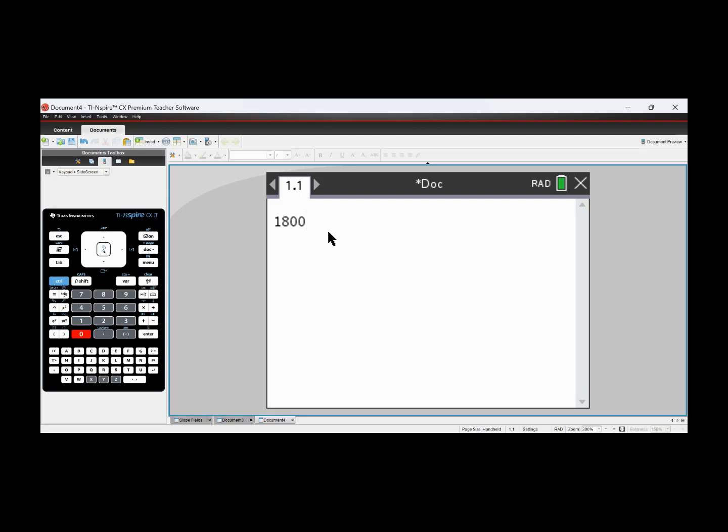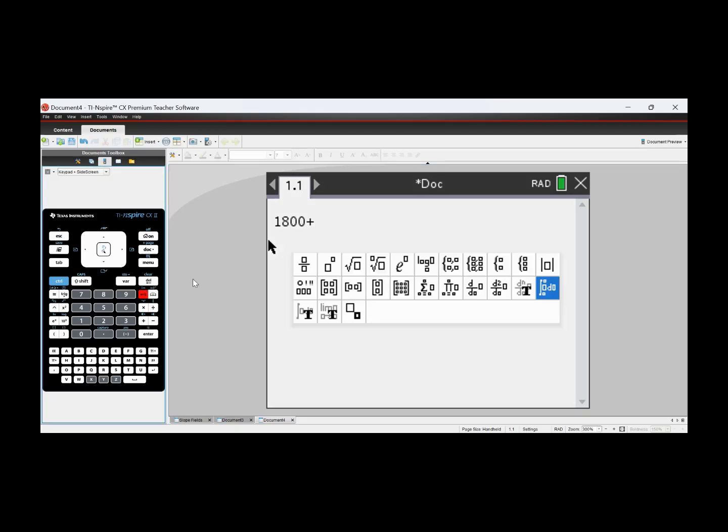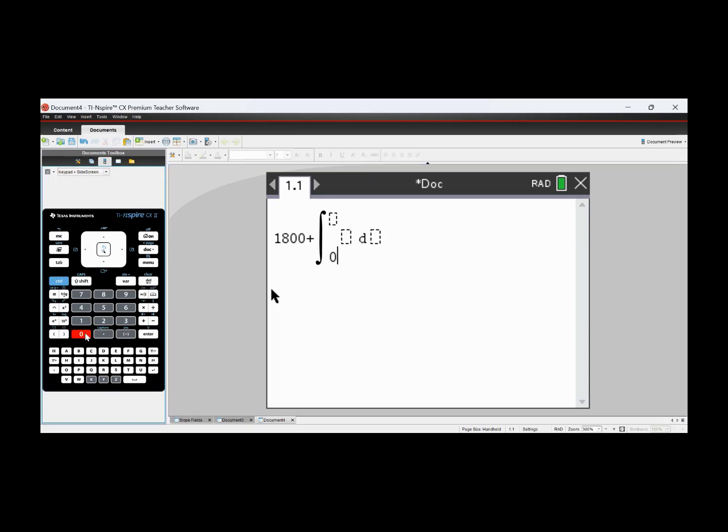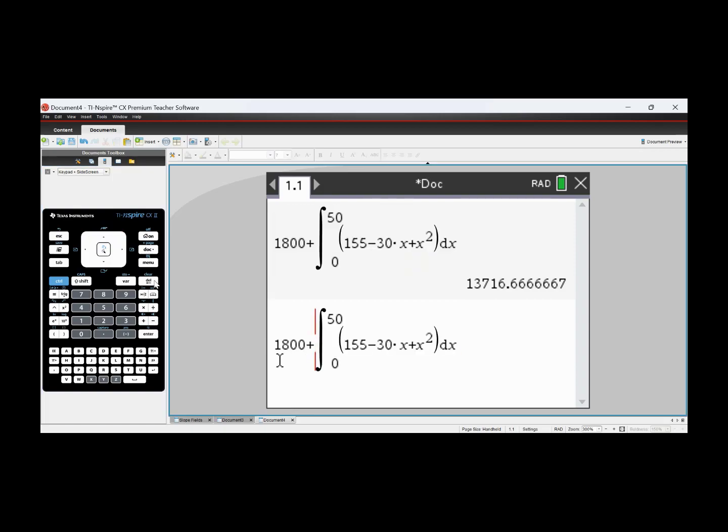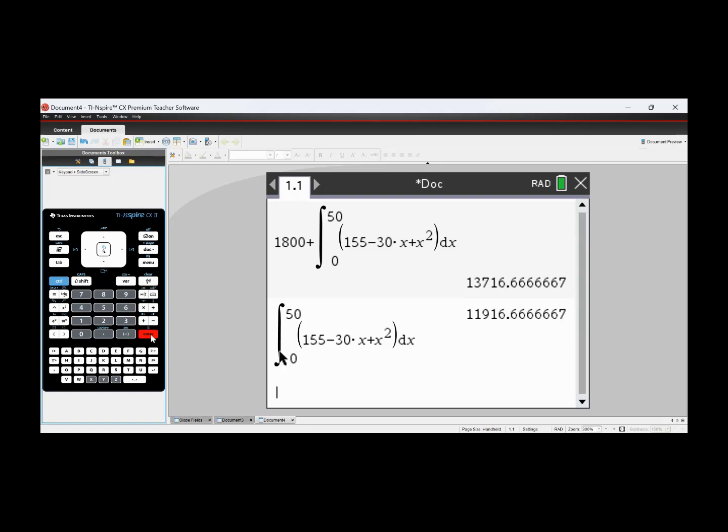Okay, so we're going to take our 1,800 plus the integral from 0, tab, to 50, tab, open parentheses. Our function is 155 minus 30x plus x squared. Close it, tab over to our differential, and it's dx. Press enter, and there we have 13,716.67. Some people don't like to add in one step. That's okay too.